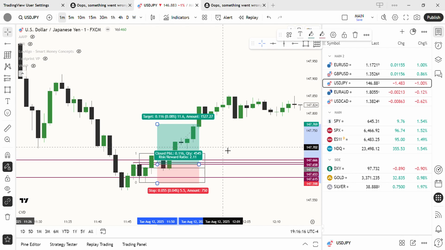What kind of risk to reward was it? 2.1 to 2.11 RR. 5.5 to 11.6 pips.